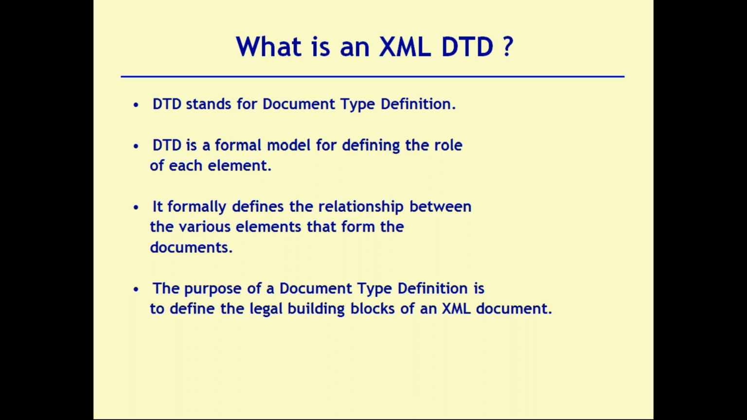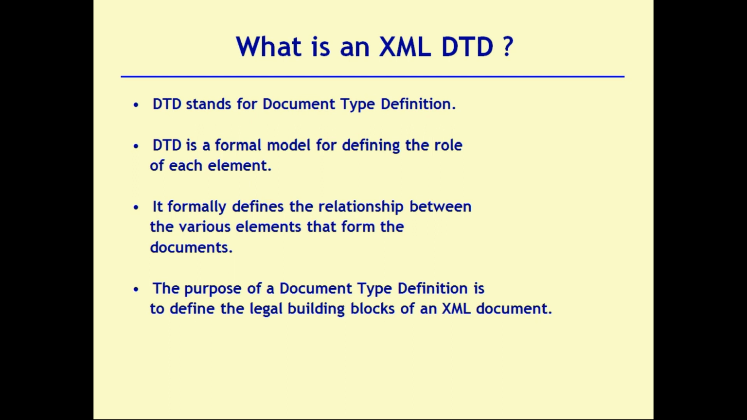And what is an XML document in brief? It's a formal model for defining the role of each element, where each and every element has a specific meaning, and which defines the relationship between the various elements that form the document. For example, if employee is a root element, then under employee you can define address and employee names. In the name again you can split first name and last name, and so on, which has a certain relationship among the different elements.